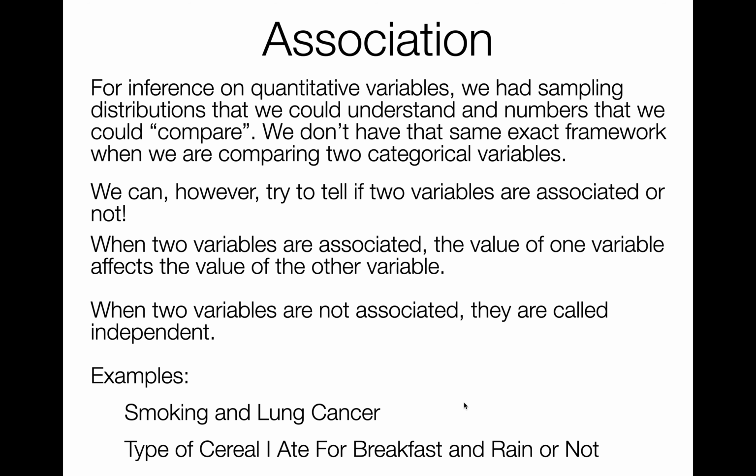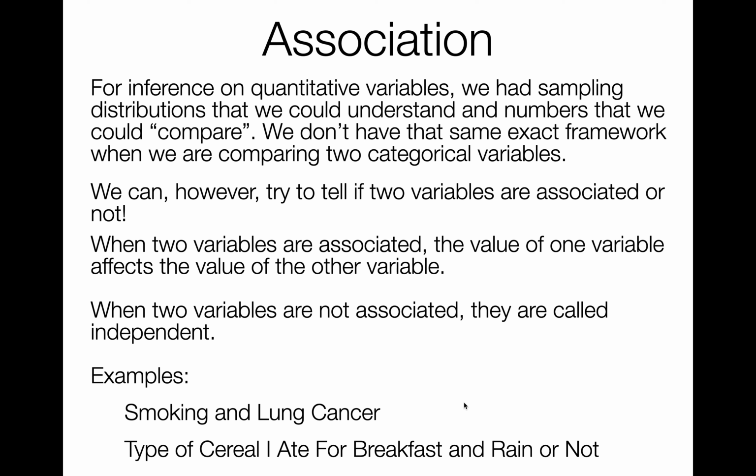The other example that I like to give of two variables that are independent or don't have anything to do with each other is the type of cereal that I eat for breakfast. Okay, so that's one variable. It's categorical. And did it rain or not? Or is it going to rain or not? Okay, so those are two categorical variables. And the value of one does not affect the value of the other. Okay, assuming that I don't have some weird thing that if it rains, then I eat some sort of weird cereal. So we'll believe that that's not true.